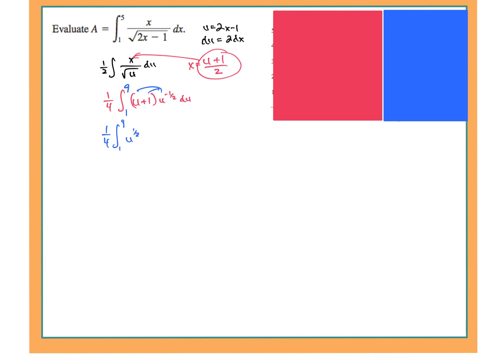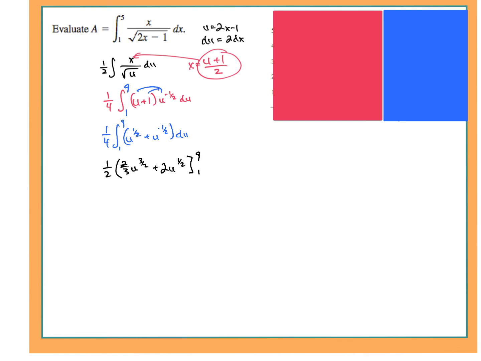u to the 1/2, and then plus u to the negative 1/2 du. All right, so let's antiderive. What is the antiderivative of u to the 1/2? We've done this a lot. 2/3 u to the 3/2. And then what is my antiderivative of u to the negative 1/2? 2u to the 1/2, from 1 to 9.